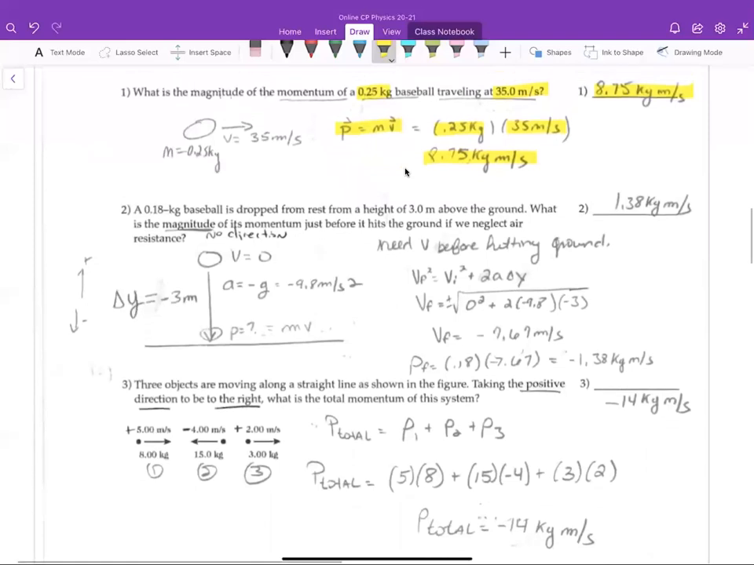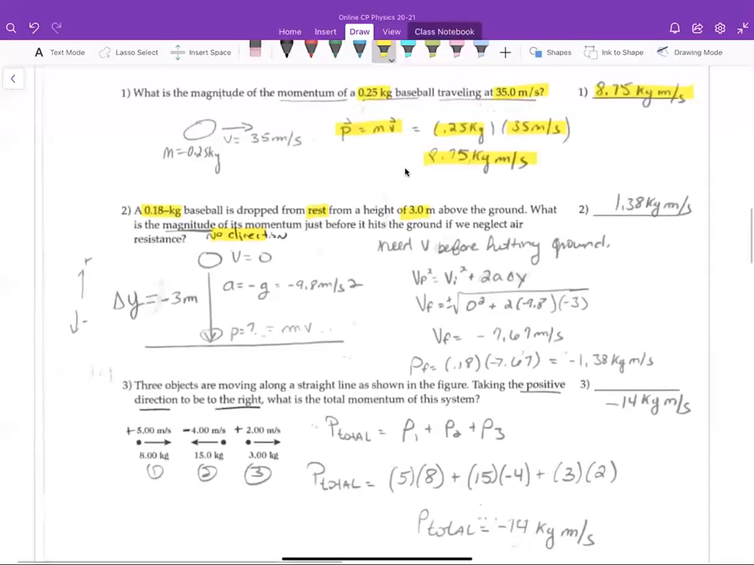This next question requires you to use some previously learned material from first semester. We have a 0.18 kilogram baseball dropped from rest. There's my initial velocity. From some height, there's my delta y above ground. We want to know the magnitude, so no direction, because magnitude was requested, just before it hits the ground, if we assume air resistance is negligible. I need to know the velocity of the ball right before it hits the ground.